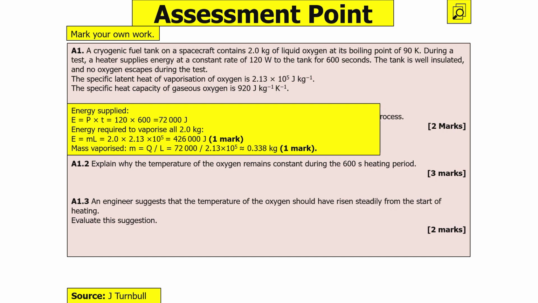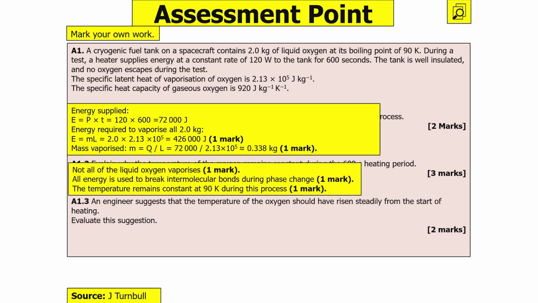Right, we know the energy supplied is power times time, so we work that through to get 72,000 joules. Now the energy required to vaporize all 2 kilograms is E equals ml, and we said m is 2, so it's 426,000 joules. So what we can therefore say is that the mass vaporized is m equal to Q over L. So therefore it's 72,000 over 2.13 times 10 to the 5, which is 0.338 kilograms. So it indicates to us that unfortunately we haven't been able to vaporize all of it.